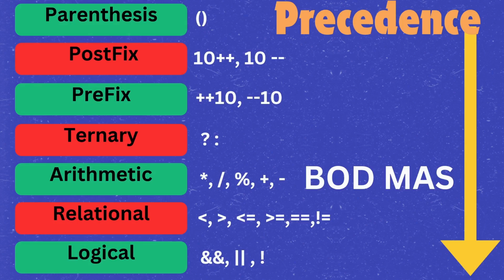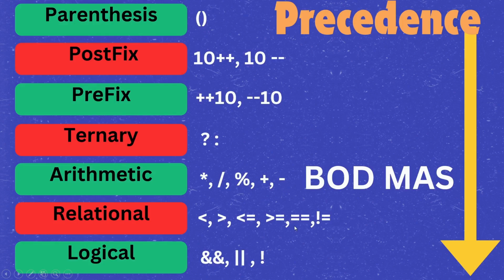Now these are all easy. In parenthesis you have just one operator, postfix has nothing much, and ternary also has just one operator. For arithmetic, to remember it you can follow the BODMAS rule. Bracket first, then of, which we take as multiplication, then divide, and M here is modulus, then we have addition and subtraction.